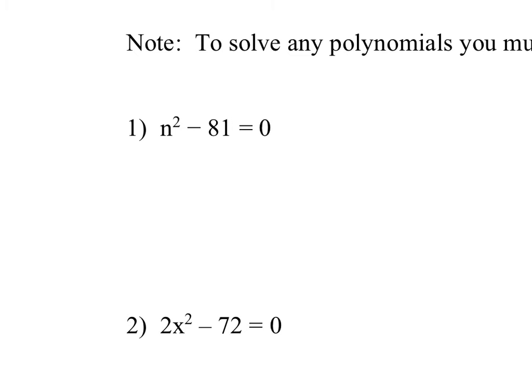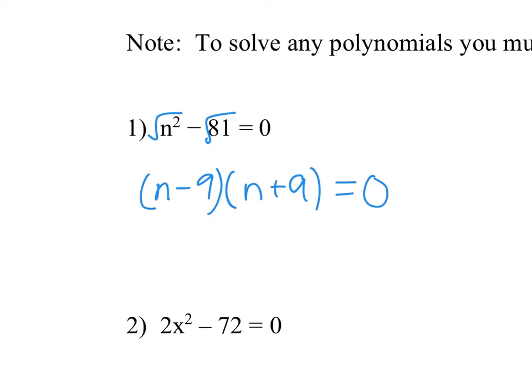Is the left side going to break down? Is it a difference of squares? I think so, because I think I can square root n, I can square root 81, and I have a subtraction sign right there, right? What will this break down to? n minus 9, n plus 9 equals 0.